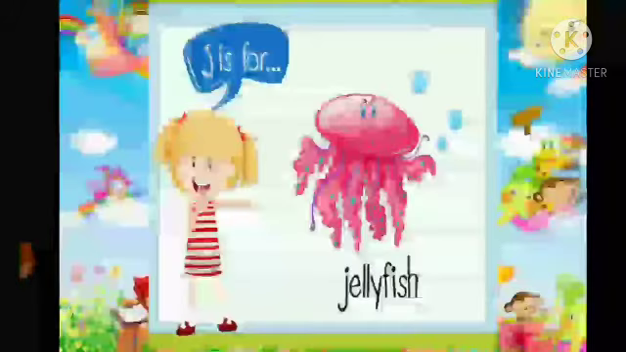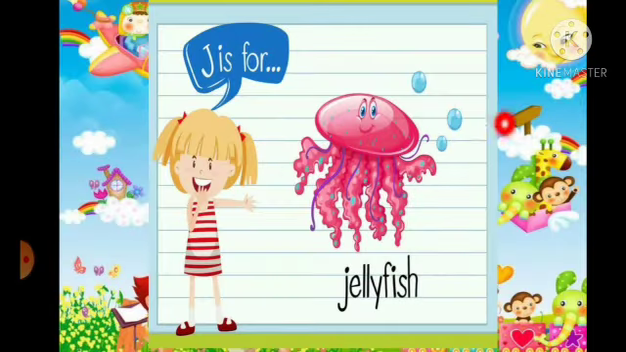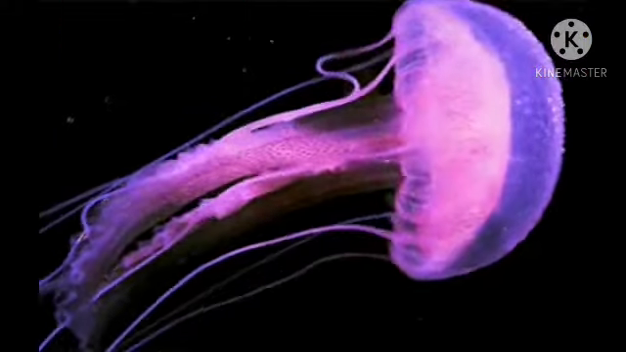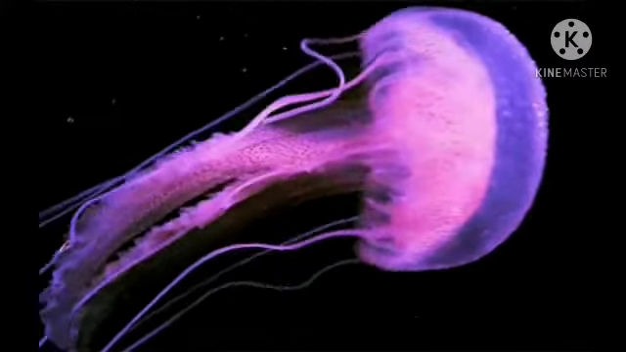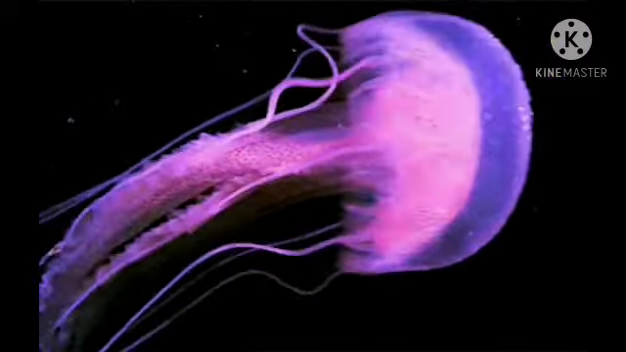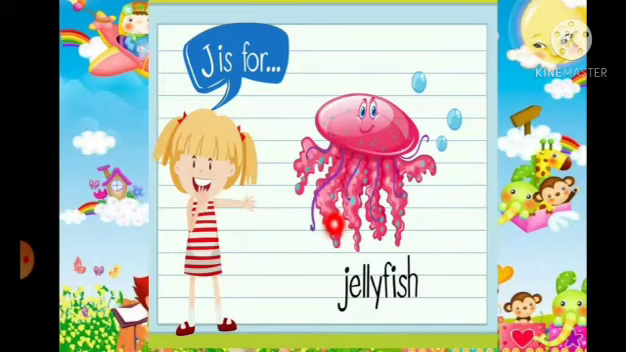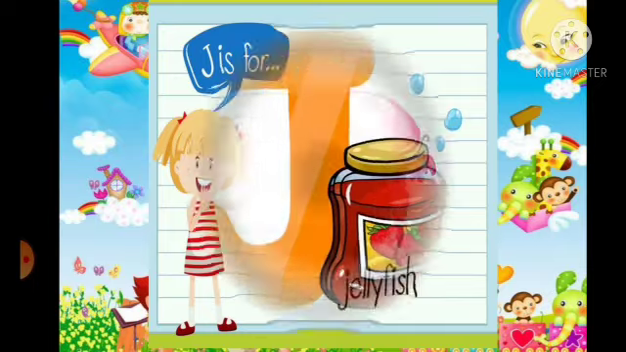Let us see your next picture. What is this? Tell me what is this children? Yes, it is jellyfish. J for jellyfish. Children, jellyfish lives in water. Its mouth is found in the center of its body. J as in jellyfish.